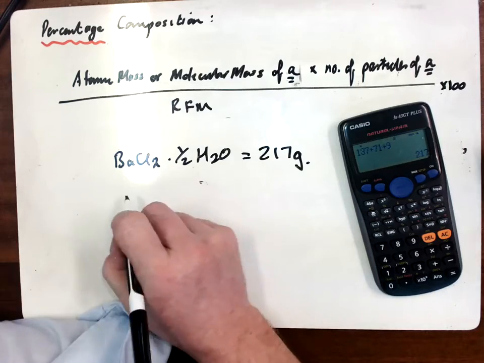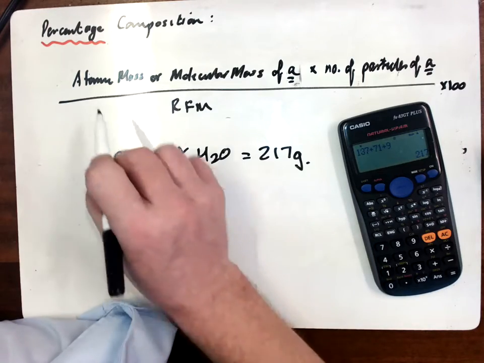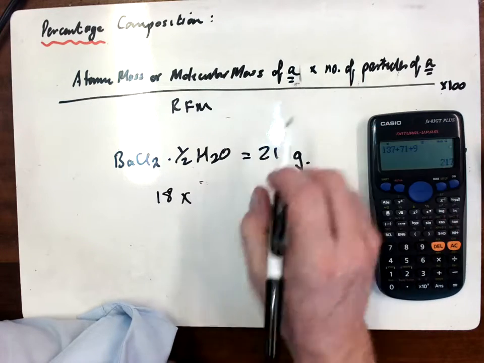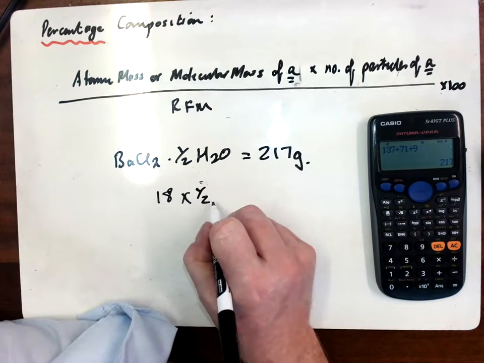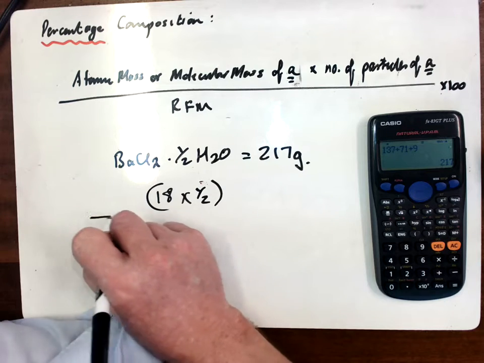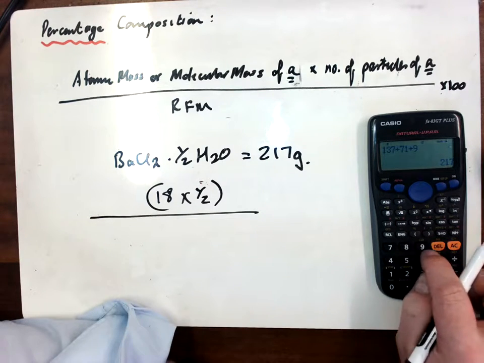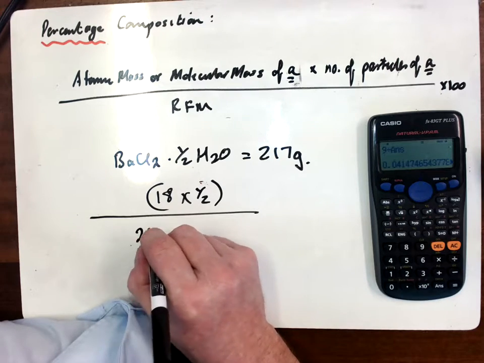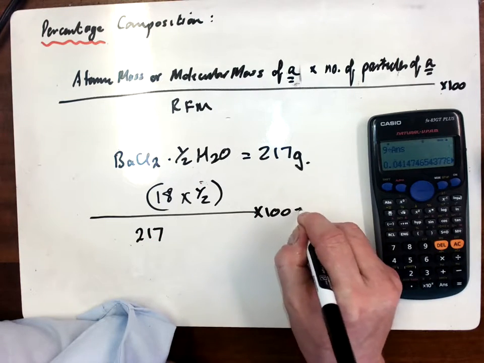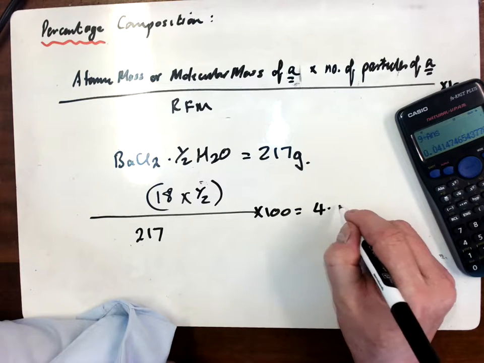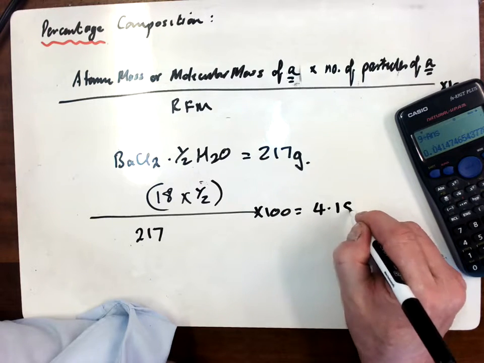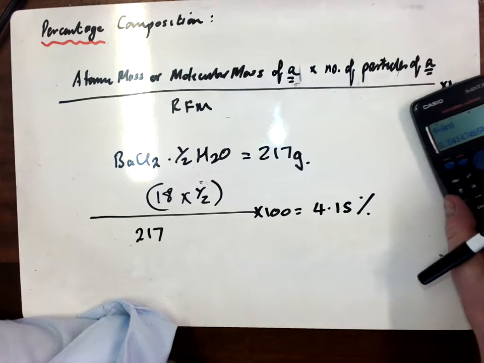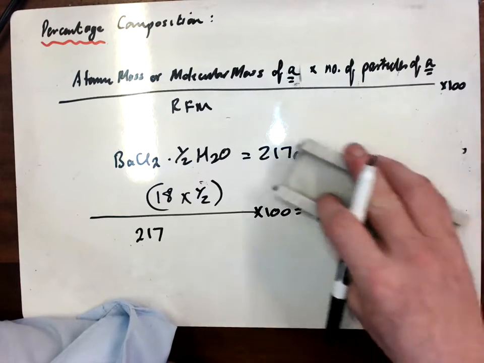The percentage of water then, well, the molecular mass of water is 18, multiplied by the number of particles, well, we have half of it, so obviously that's going to be 9 over 217 times 100. That gives us 4.15% as our final answer of water in that compound.